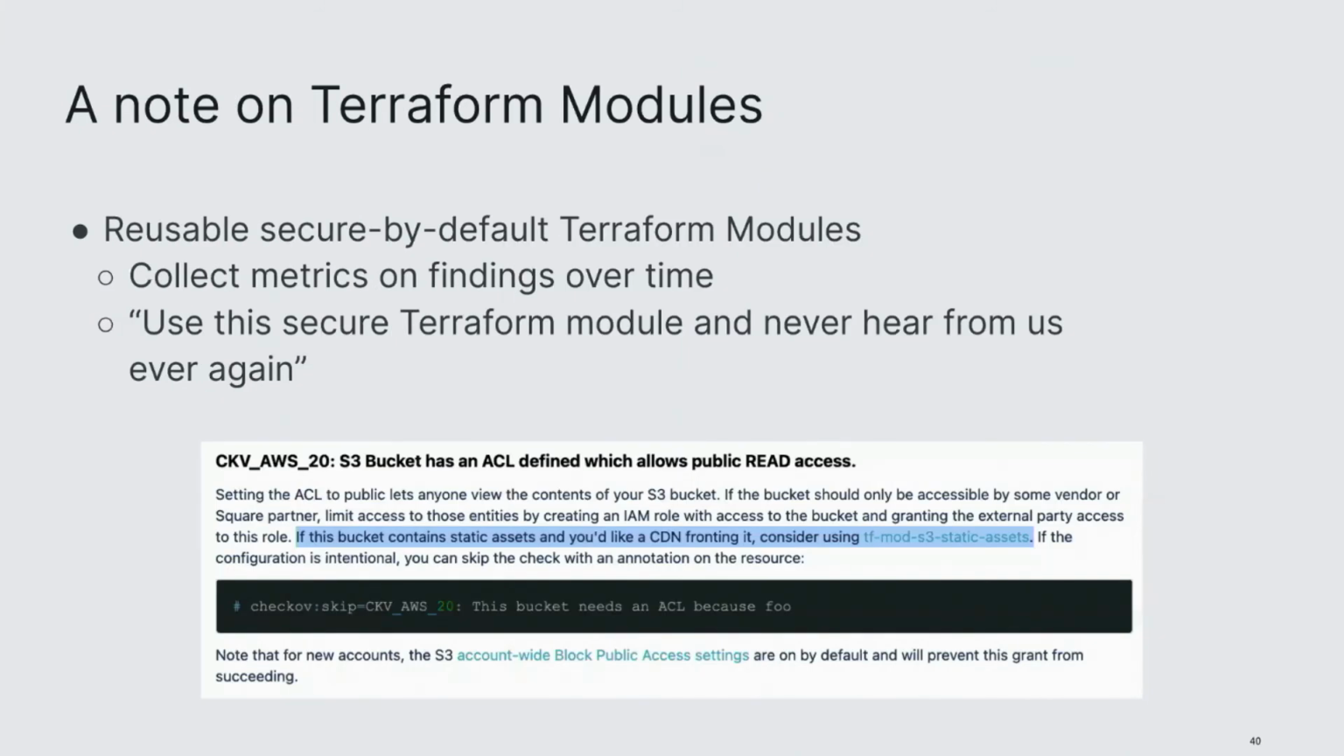A quick note on Terraform modules. Modules are a great thing to give users since they handle most of the heavy lifting for them. We could use Terraform modules to fix any systemic issues or deal with common use cases. And if we're collecting the appropriate metrics, we could determine what is systemic or not. The picture on this slide is an example of a remediation guide for an S3 bucket with a public read ACL. If this public bucket was intentional to serve static content, we point the user to a Terraform module that we set up that essentially will set up the S3 bucket with CloudFront to safely serve static assets. If they use this module, we're able to auto-suppress this check internally, and they'll never hear about a public read ACL on that bucket ever again.